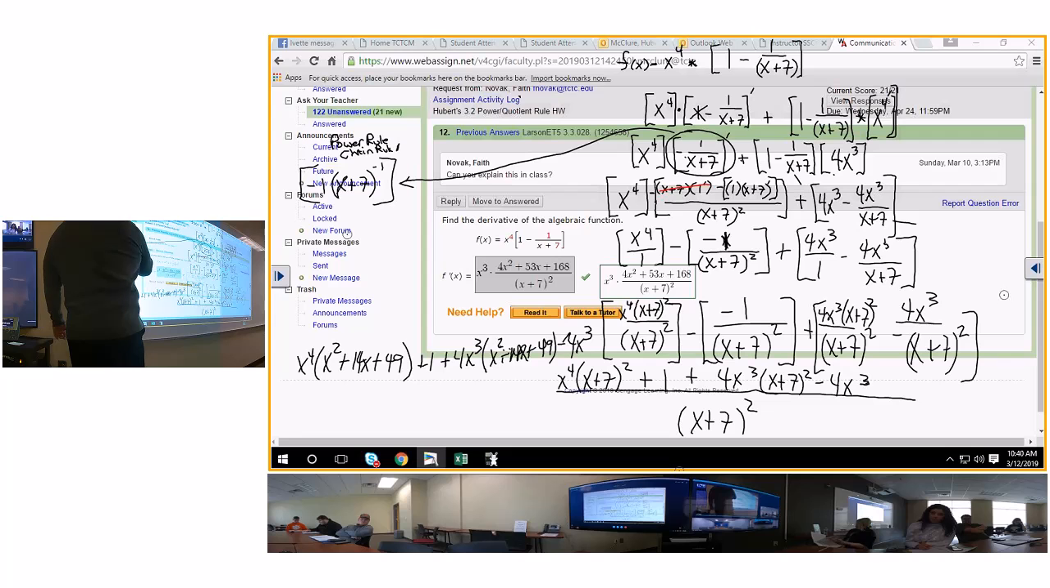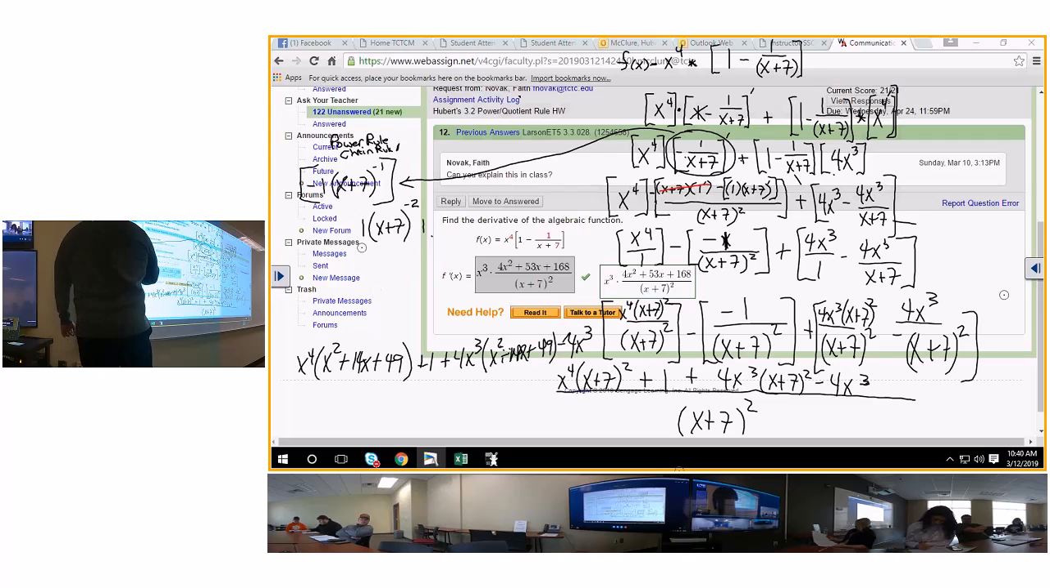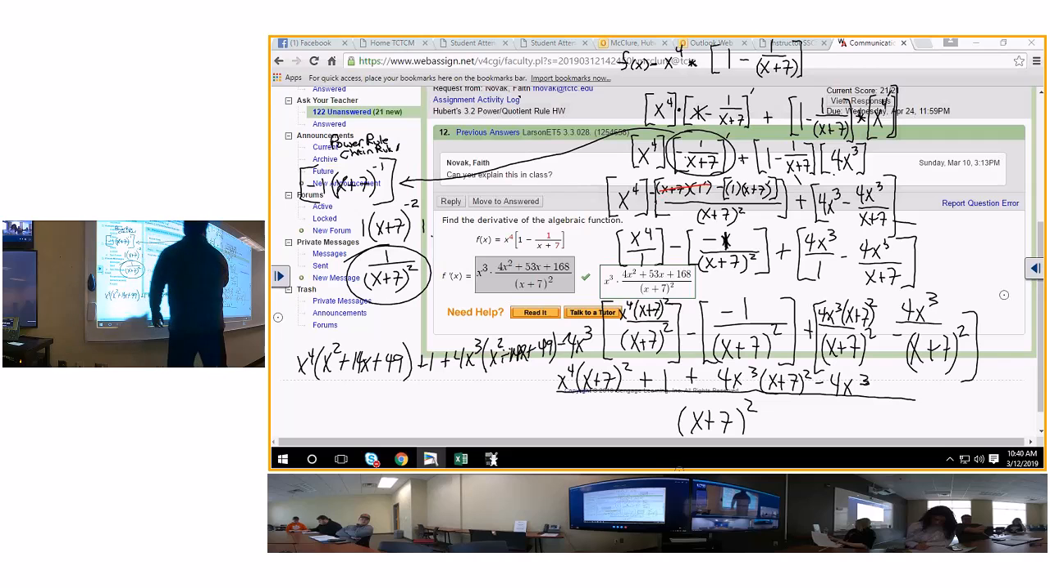Then that's going to be x plus 7 to the negative what? 2. And then what's the derivative of what's inside? 1. So 1 times 1. So if you take the derivative here, you're going to get 1 over x plus 7 quantity what? Squared. So that's a whole lot better than all of this trash.